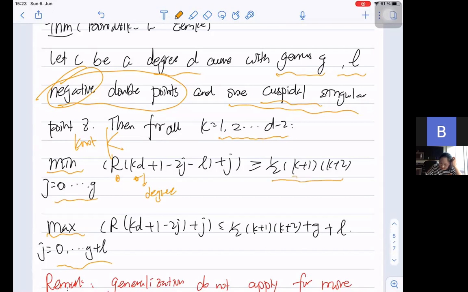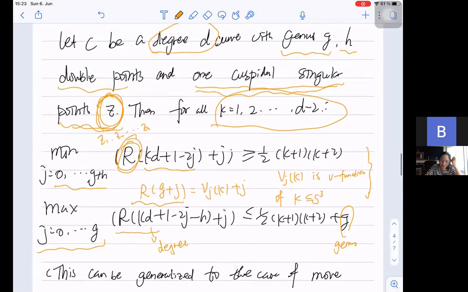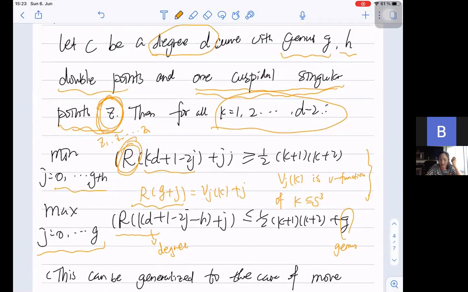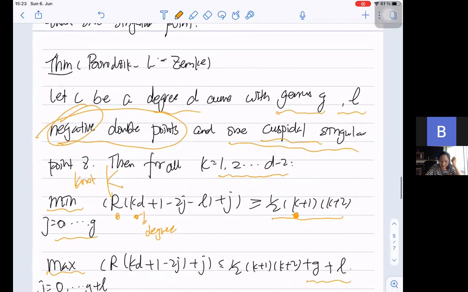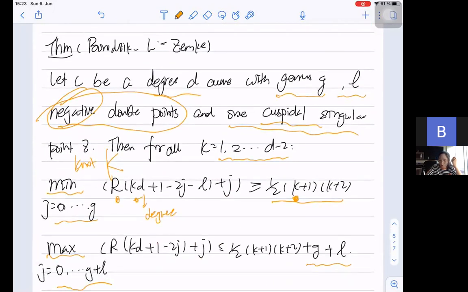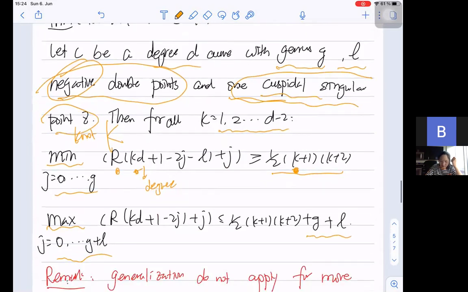On the right-hand side, the first inequality only depends on k, and in the second inequality, the right-hand side also involves the genus and the number of negative double points. There is a very big difference between these two theorems. In the first theorem, we can generalize the result to arbitrarily many cuspidal singular points. However, the second theorem currently only works for one cuspidal singular point. It does not work if we have more than one cuspidal singular point. The reason is that we don't have a good description for finding the R value on the left-hand side of these inequalities.